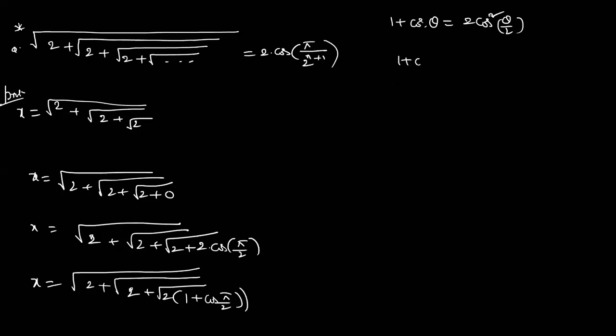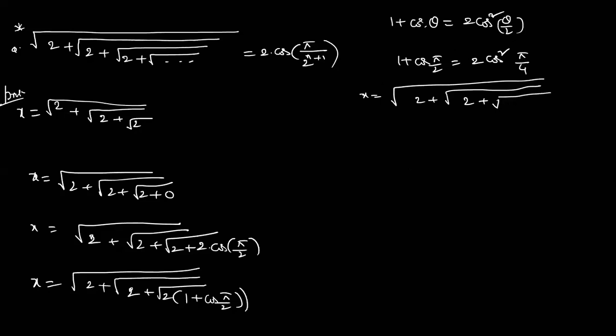So 1 plus cos pi by 2 is how much, anyone? That is 2 times cos square pi by 4, because theta is pi by 2. Now, what are the results? See, what are the cases coming? 4 into cos square pi by 4. See carefully, what is the root? 2 cos pi by 4.